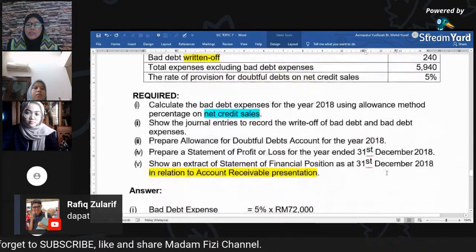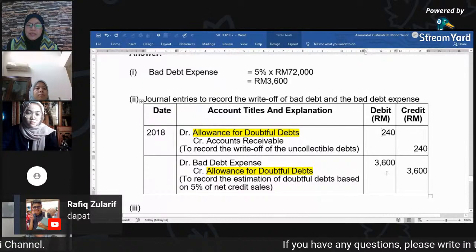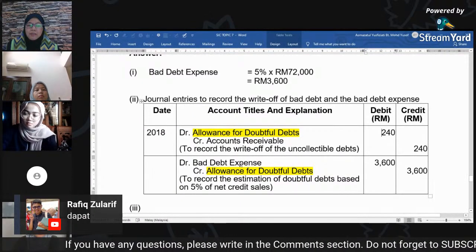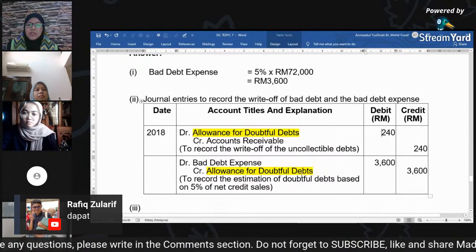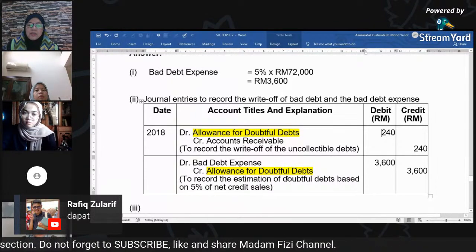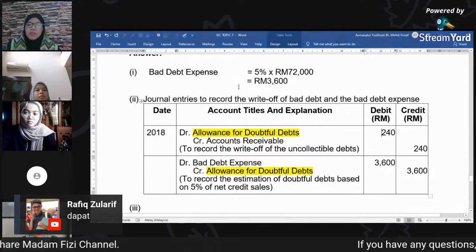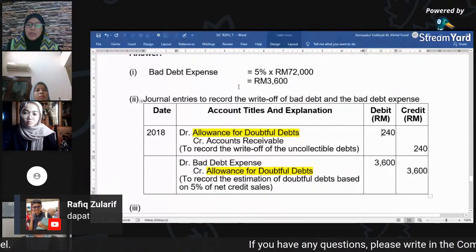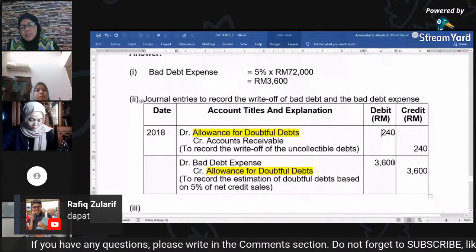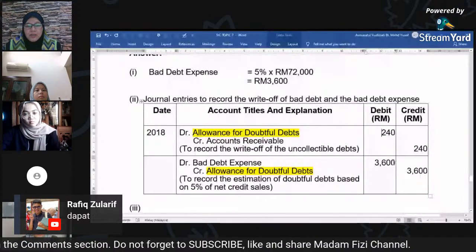Okay, so next is to record bad debt expenses. Bad debt expenses is debit bad debt expenses, credit allowance for doubtful debt. Okay, how do we get it? This one, they use the net credit sales, right? That we have calculated in 1 Roman. Okay, so debit bad debt expenses 3,600 and credit allowance for doubtful debt 3,600. Okay. Is there any question so far?